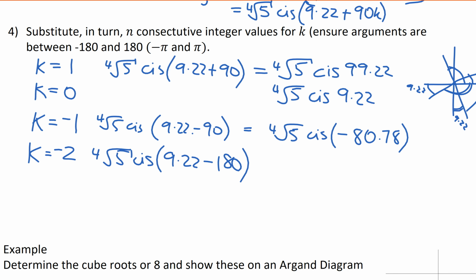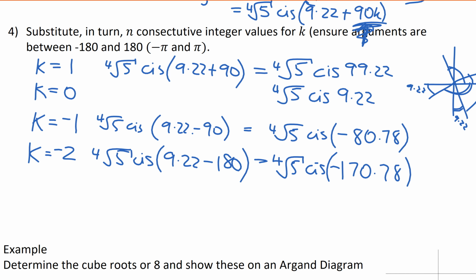Remember, I'm going back into this k up here. So 4th root of 5, that's still our modulus. The value is now 180 minus 9.22, which is negative 170.78, but it's a negative number. So there are our answers. Hopefully that's done without a calculator. Does that seem right? Yep.